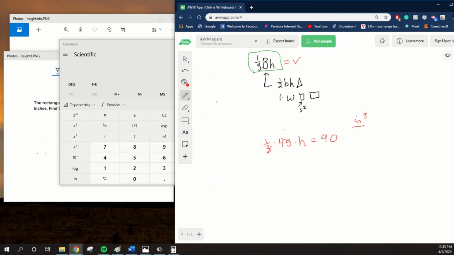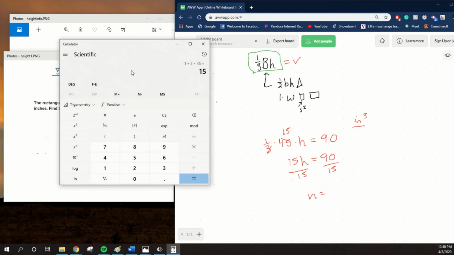Like 3 cancels with 45 to get 15. We'd get 15 times h is equal to 90. Well, now it's just a one-step equation. We divide by 15. We divide by 15. Height is equal to whatever 90 divided by 15 is. So 90 divided by 15, we get 6.